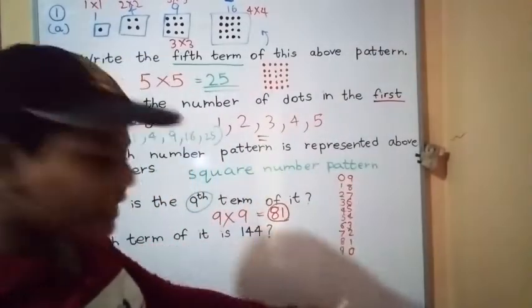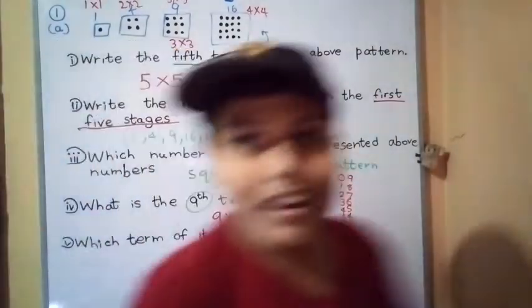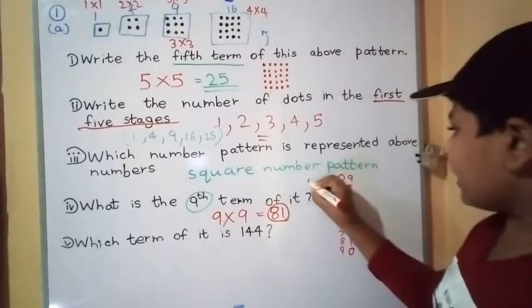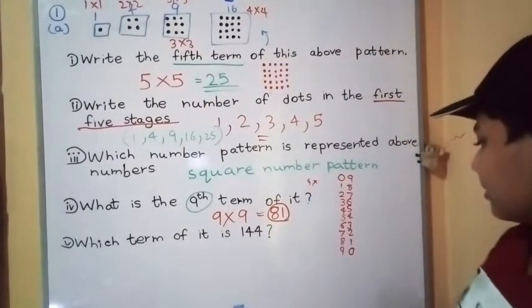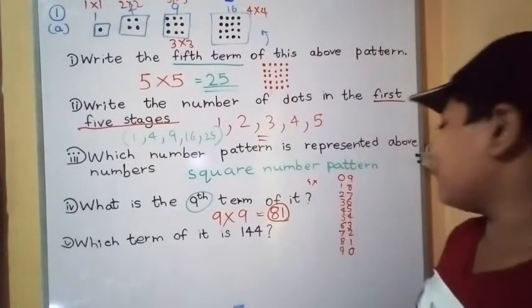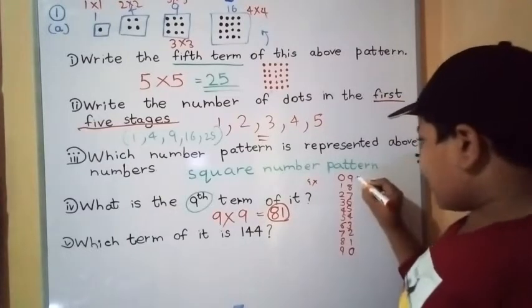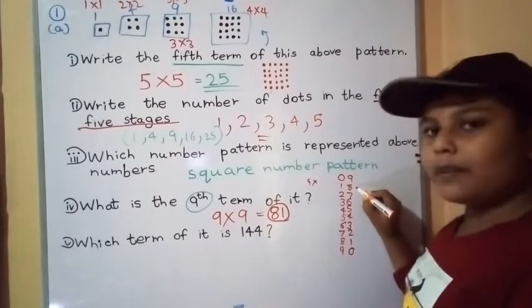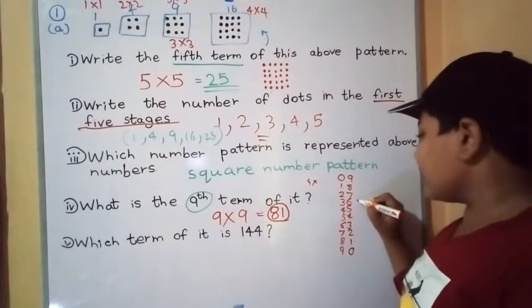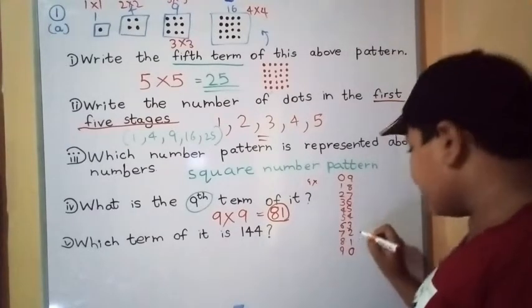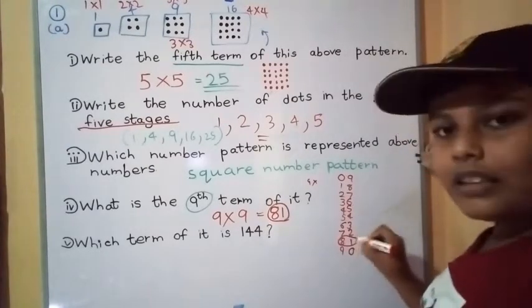0, 1, 2, 3, 4, 5, 6, 7, 8, 9. Now, you can specify the 9 multiplication. Now 9 multiply 1, 9 multiply 2, 9 multiply 3, 4, 5, 6, 7, 8, 9. Is the answer correct?